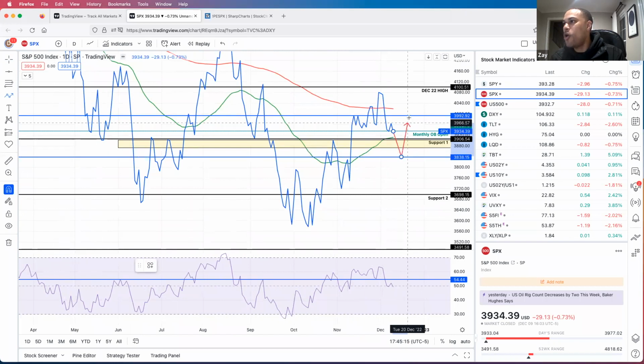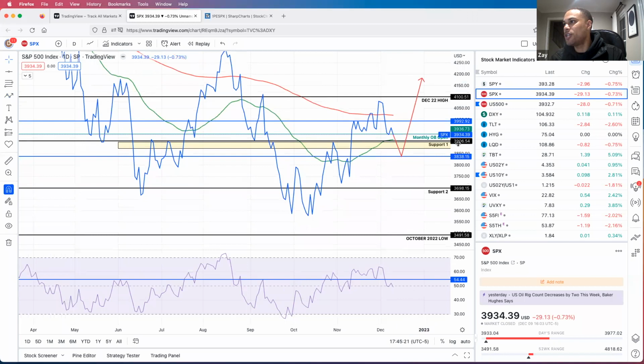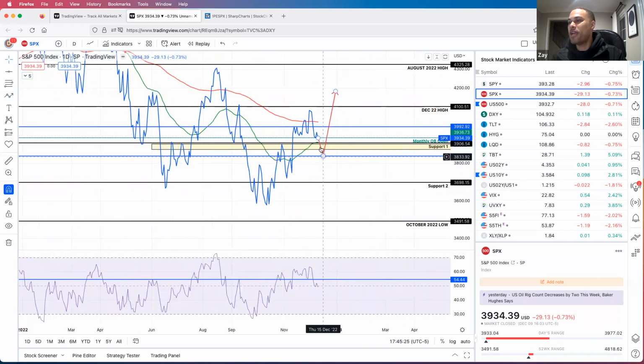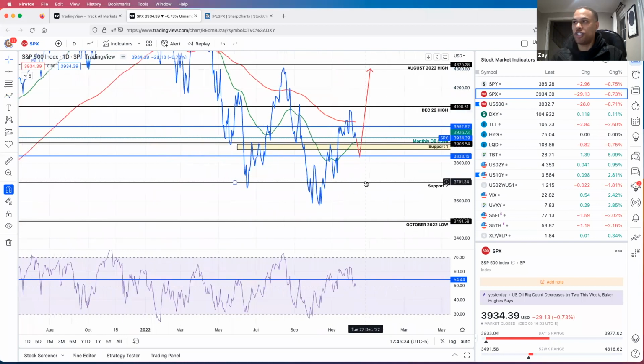only for us to then reverse into the end of the year and start pushing, right? So that's kind of the scenario that you would get, is you get a fake breakdown, right? So all the bears come out only for them to get bear trapped, and then we rally into the end of the year on some like crazy-ish, right?